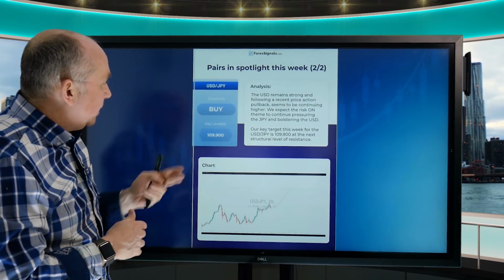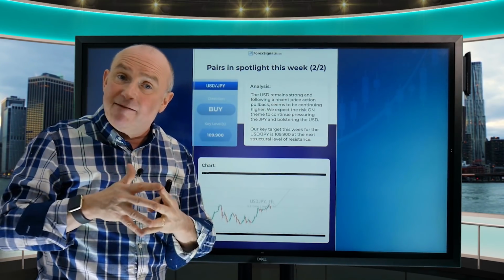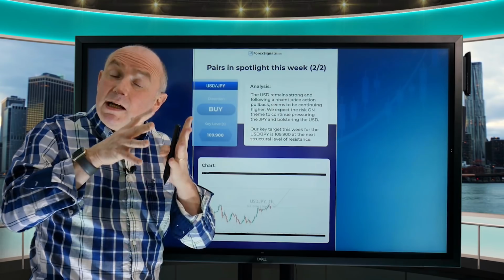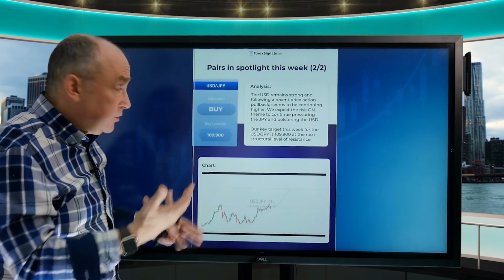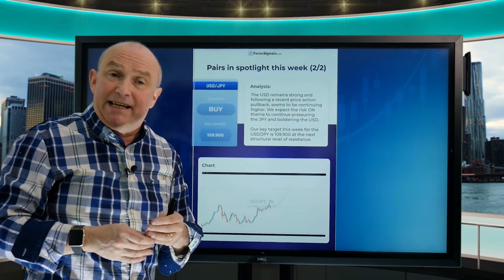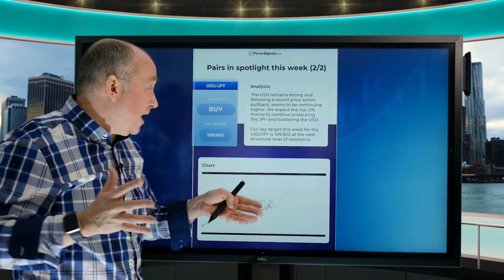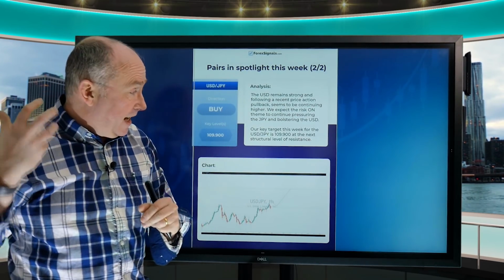Also, we're looking at the dollar against the Japanese yen. Remember, the Japanese yen is a safe haven currency. Basically, it performs worse when the markets are in risk on. Well, that's where we are at the moment. Bond yields are dragging the US dollar up, and risk on is dragging the Japanese yen down. So that's a risk on trade. It's buying the US dollar and selling the Japanese yen.